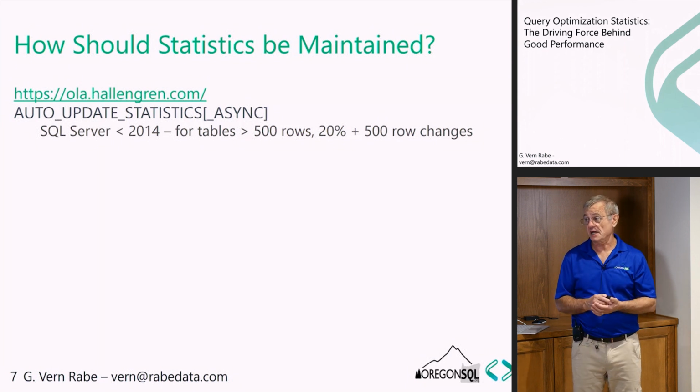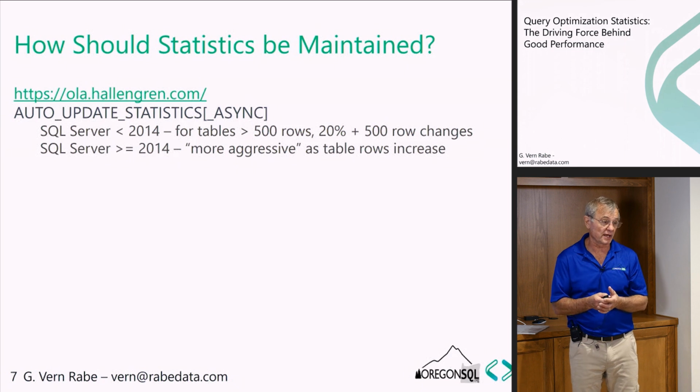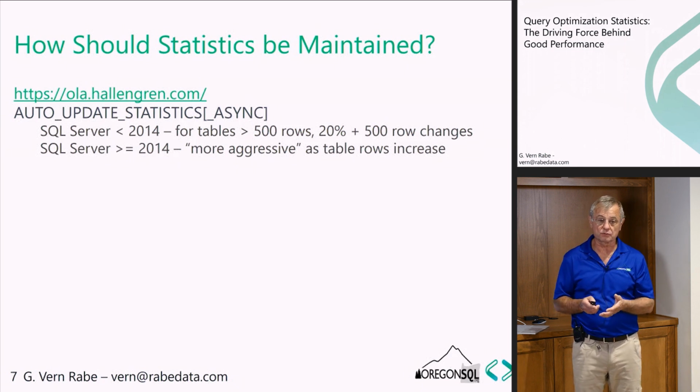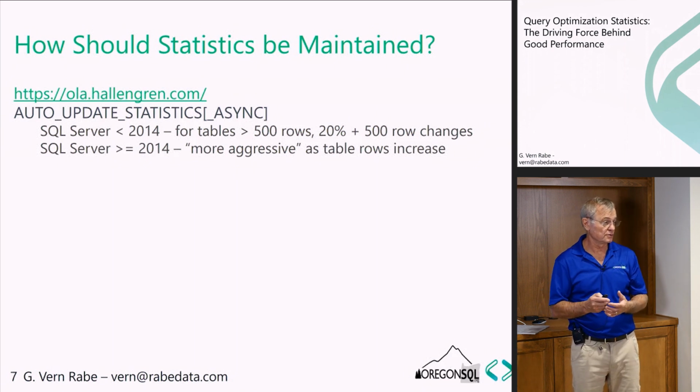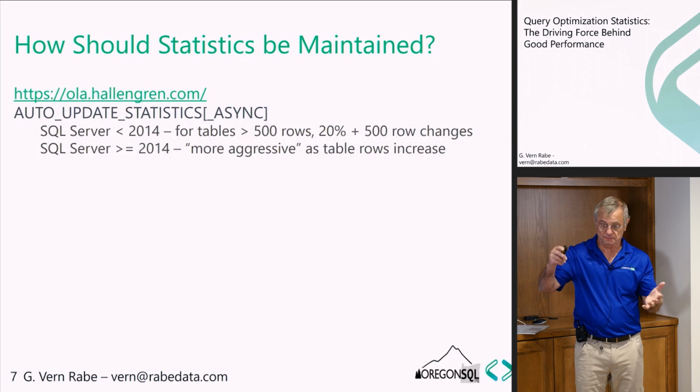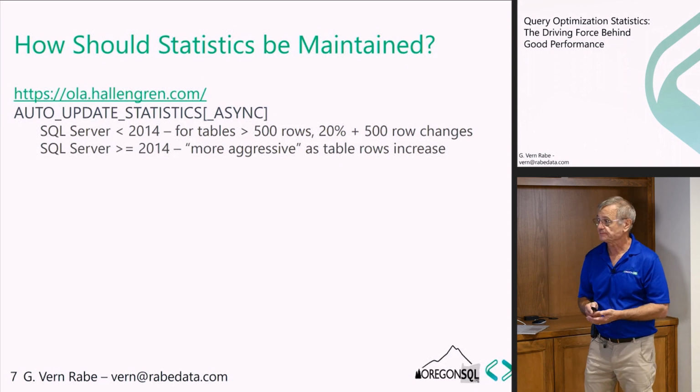And because of that, one of the most significant changes when the cardinality estimator was rewritten was to make it more aggressive. Microsoft has not published what that aggressive algorithm is, but for larger tables, they're much quicker to update the statistics because that linear on large tables just doesn't work very well.